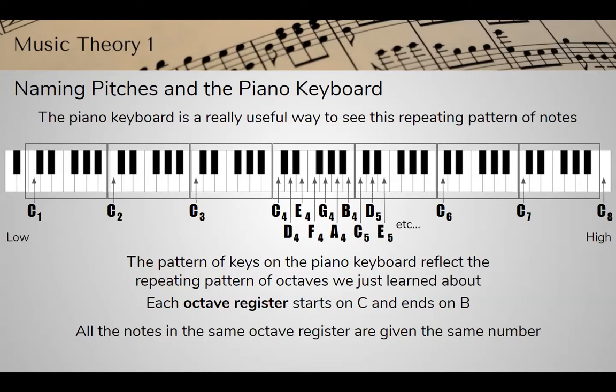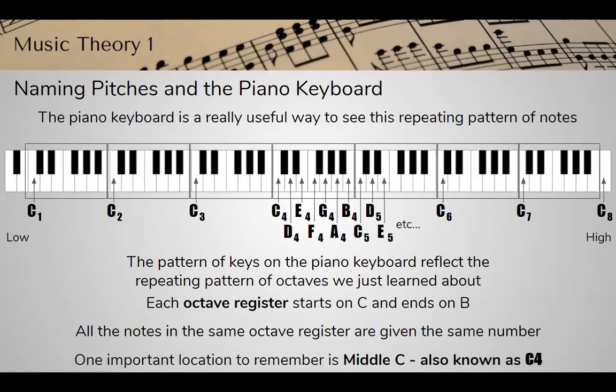Okay? Now, one location we want to keep in mind is the location of middle C, which is C4. All right? It's called middle C because it's in the middle of the piano keyboard. Okay, so we want to keep that location in mind as we learn more about music theory.